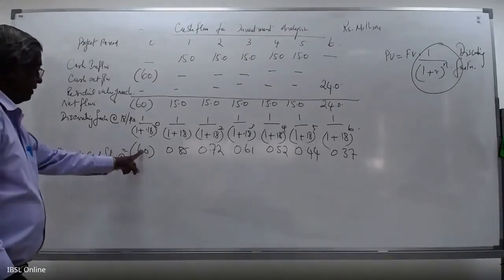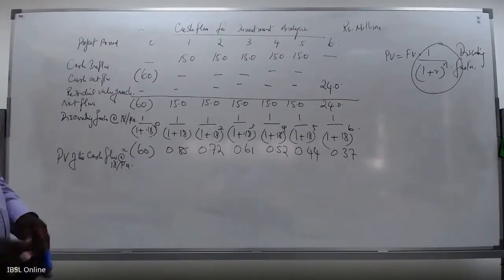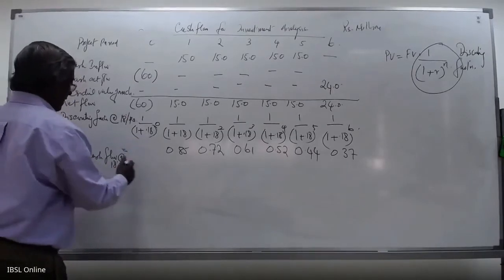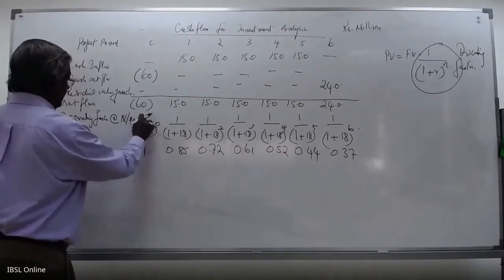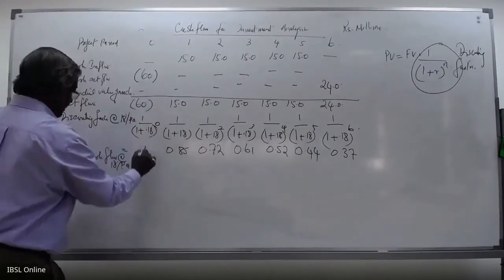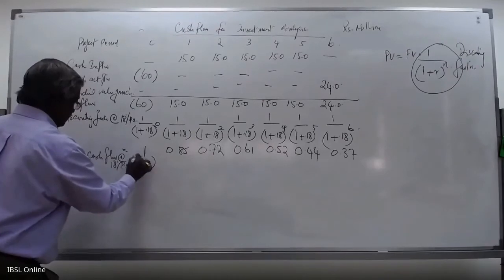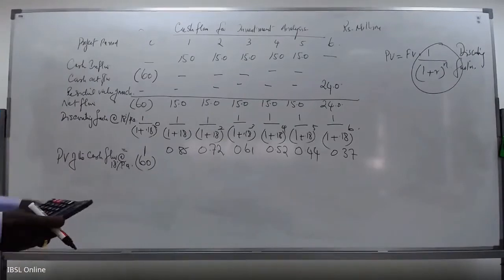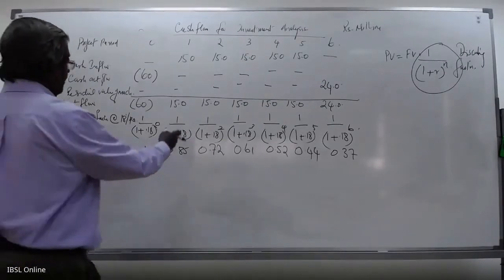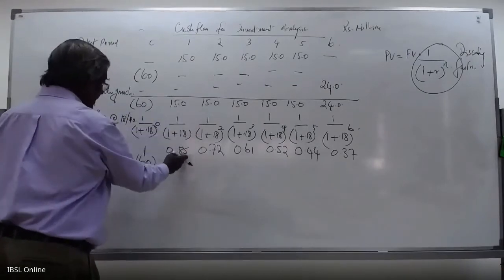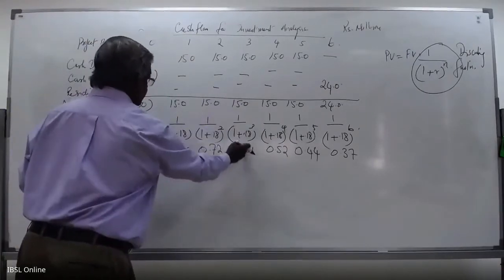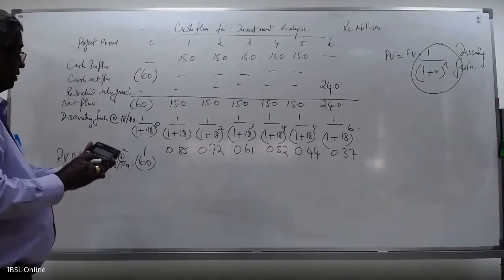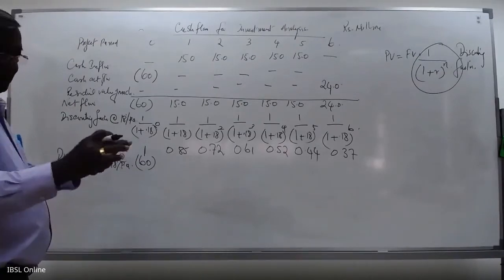Sorry, here I have put 60. Here it is 1. Here this is also 1. 1 divided by 1 is 1, now multiply by 60. So now multiply the future value by the respective discounting factor to convert it to present value. So 15 million into 0.85, I have calculated with 2 decimals.